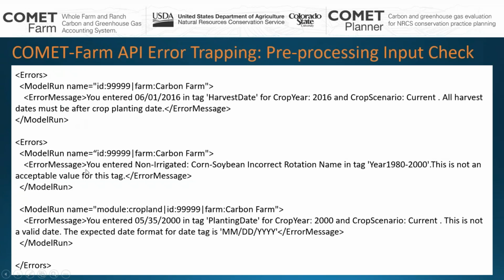The second example here would be where a user entered the wrong crop rotation name for a tag for the historic cropping period, 1980 to 2000.